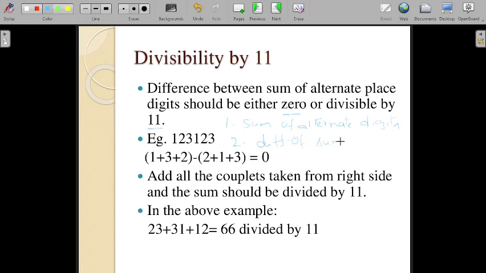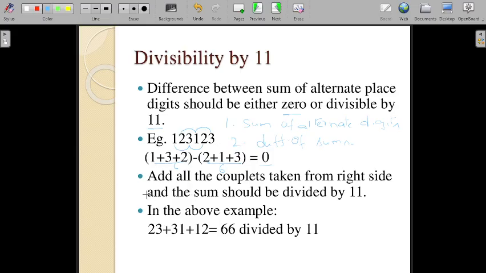The difference of sums. See here, 1 2 3 1 2 3. One alternate set of digits is 3, 2, 1, that means 6. Next, 2 plus 1 is 3, 3 plus 3 is 6. So here 6 and 6, the difference is 0, so the whole number is divisible by 11. This is the first method.